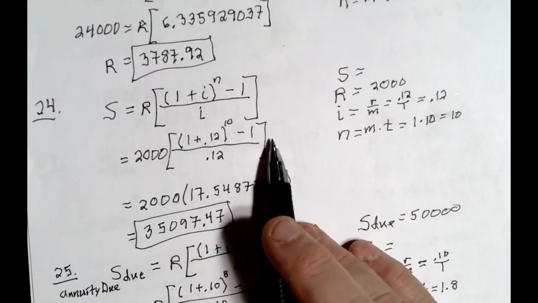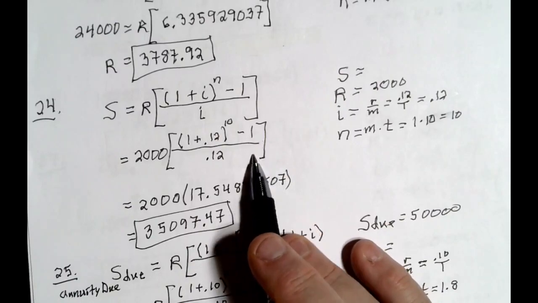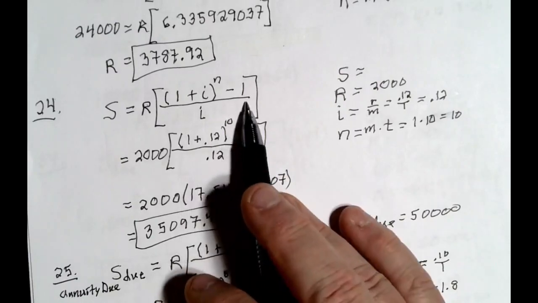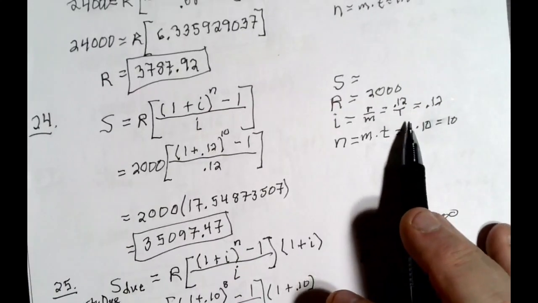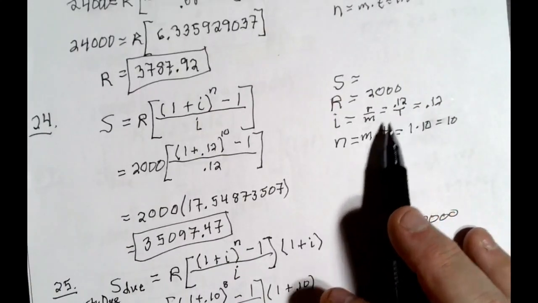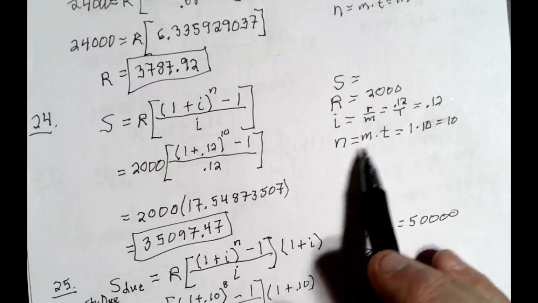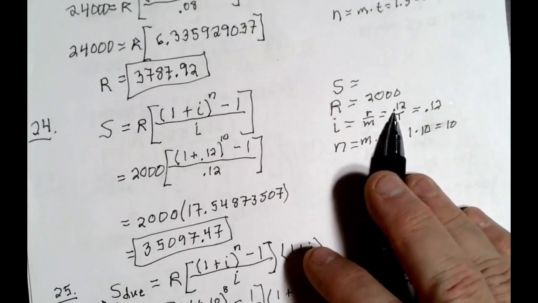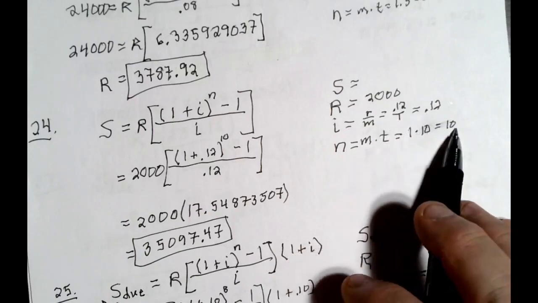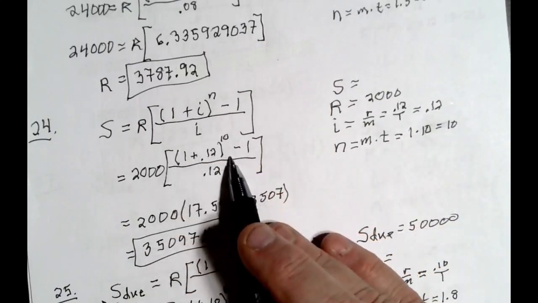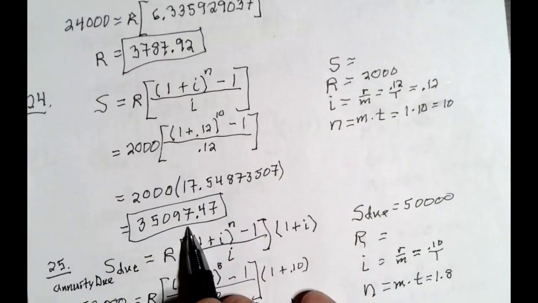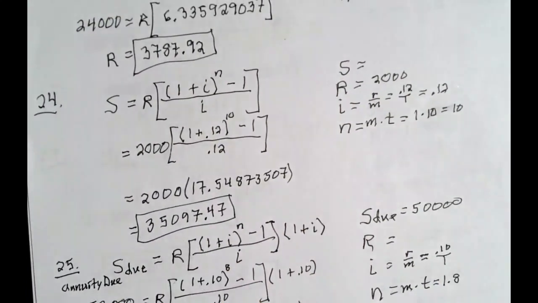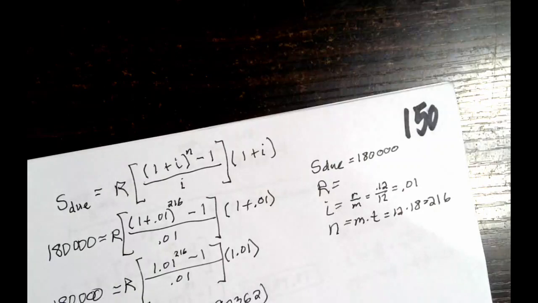Okay, and 24. 24 is an ordinary annuity. Invest $2,000 at the end of each year, so it's compounded annually, and for 10 years. So 12% over 1 is 0.12, N is 10. Plug in everything you know, crunch everything down, and you get $35,097.47. Okay.